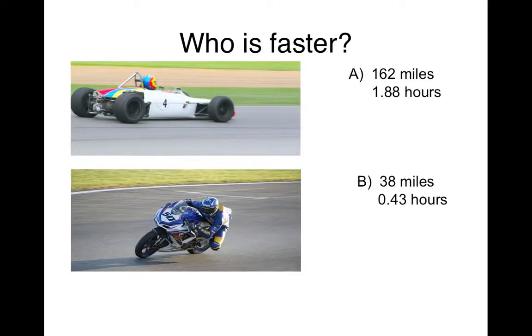A vintage Formula One car completed a 162-mile Grand Prix track in 1.88 hours. A modern high-performance motorcycle completes a 38-mile track in 0.43 hours. Can you figure out which one had the faster average speed?